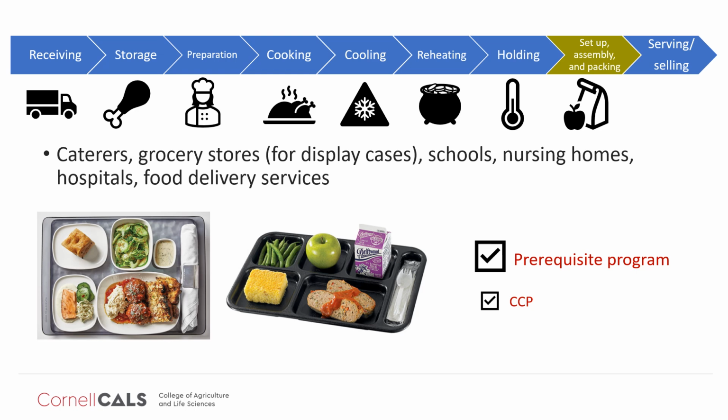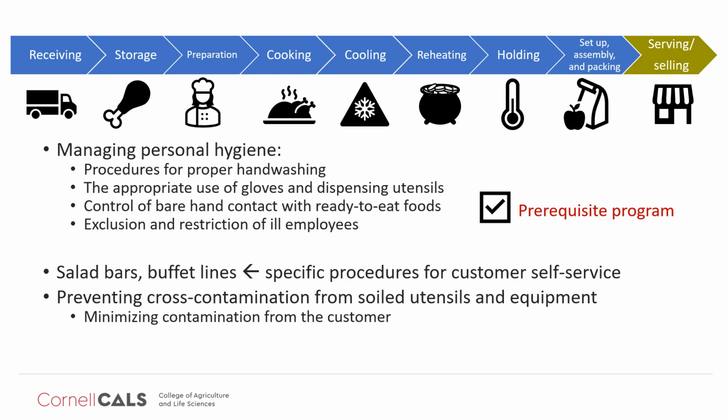And so are usually setup, assembly, and packaging, which are often used by some establishments like caterers and when food is delivered to homes. These steps are usually covered by prerequisite programs. However, a person could also establish a CCP in this step, especially if this step is combined with a hot or cold holding of prepared foods during, for example, transport. Serving and selling the finished dish is the final operational step before the food reaches the customer, and a number of considerations that are part of prerequisite programs are usually made here. For example, procedures for proper hand washing and glove use, exclusion and restriction of employees, and again, specific procedures if this step involves customer self-service.